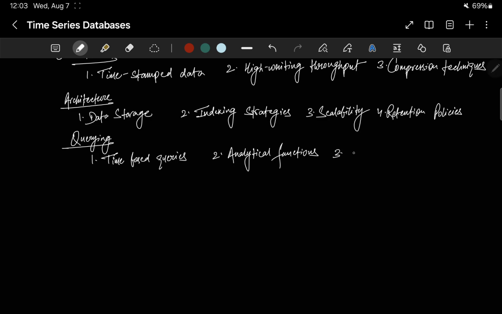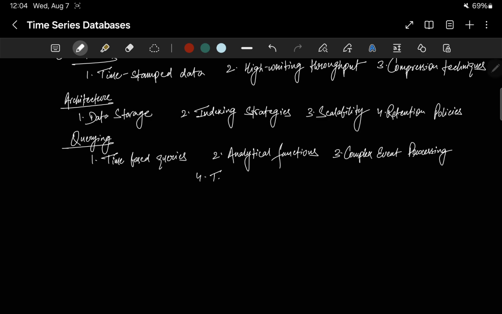Next is complex event processing. Some time series databases integrate complex event processing capabilities. This allows real-time analysis of streaming data, enabling the identification of complex patterns and events as they unfold over time.